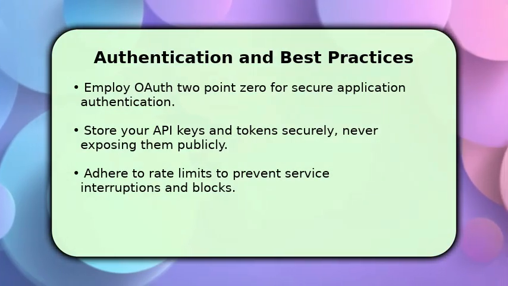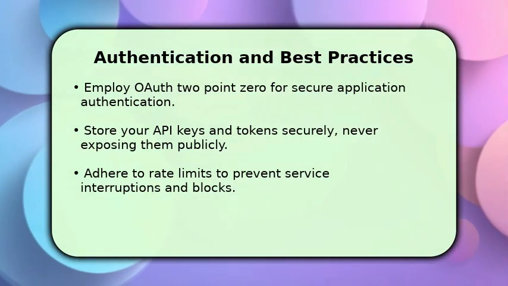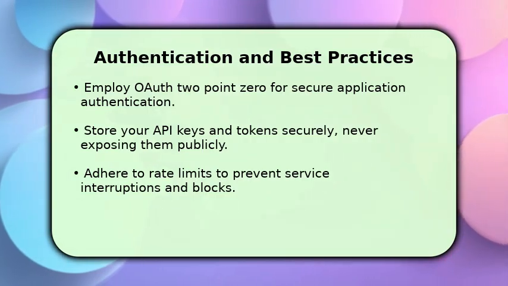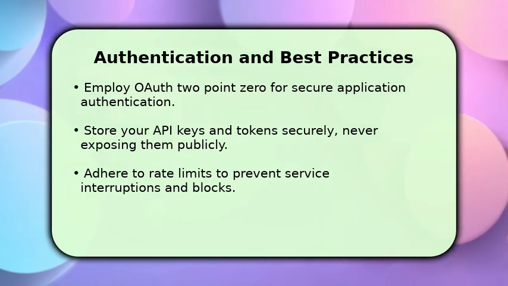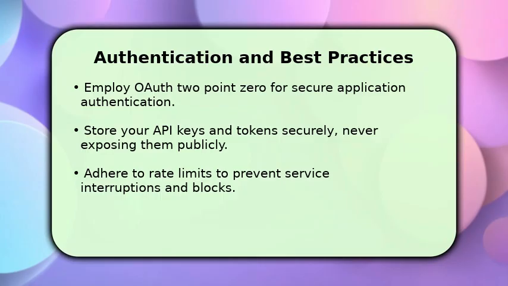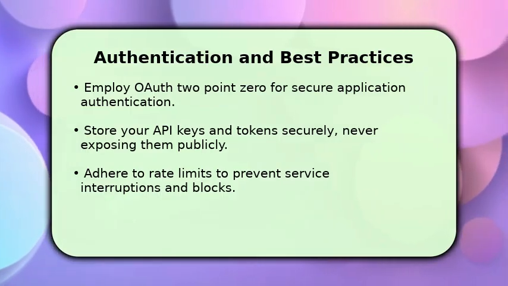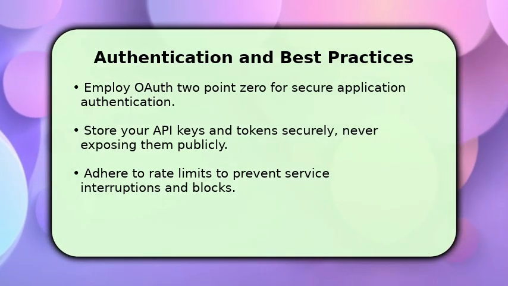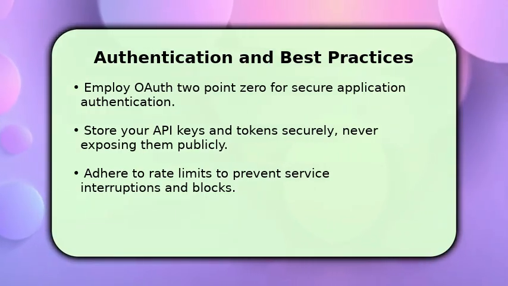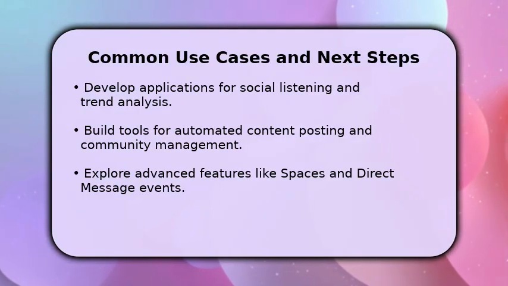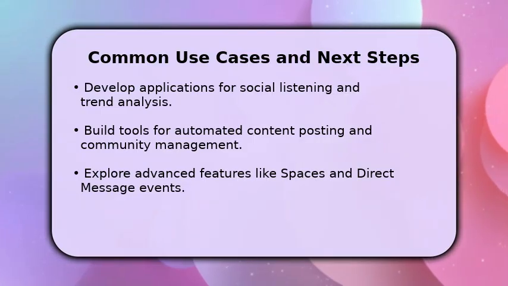Secure authentication is paramount when working with the API. OAuth 2.0 is the recommended method for authenticating your applications, ensuring robust security. Always keep your API keys and tokens confidential. Never embed them directly in client-side code. Be mindful of rate limits, which typically allow up to 300 requests per 15-minute window for many endpoints to maintain smooth operation.